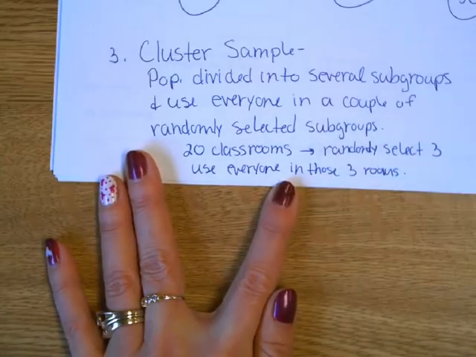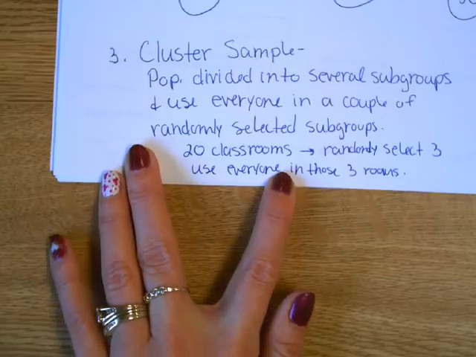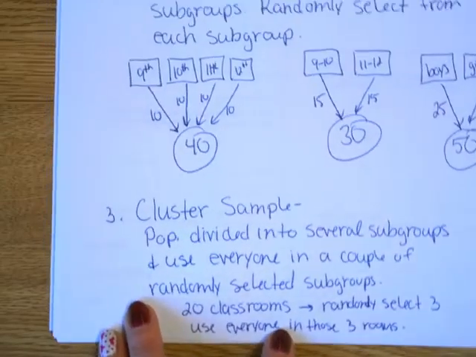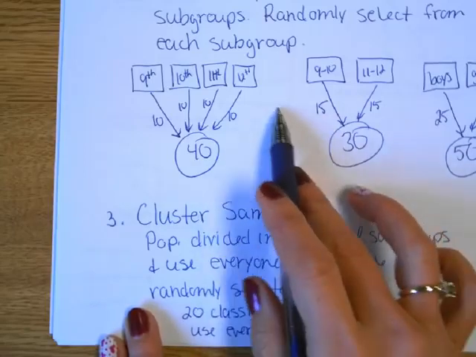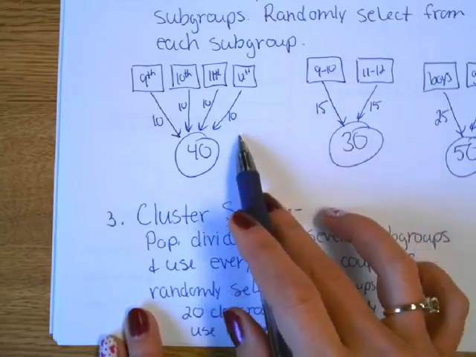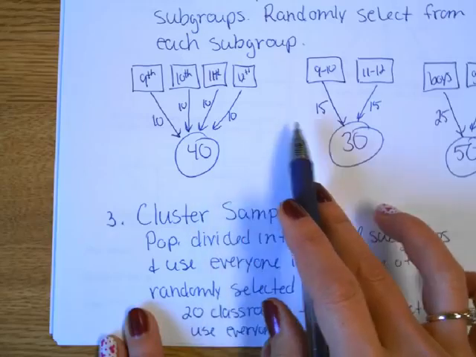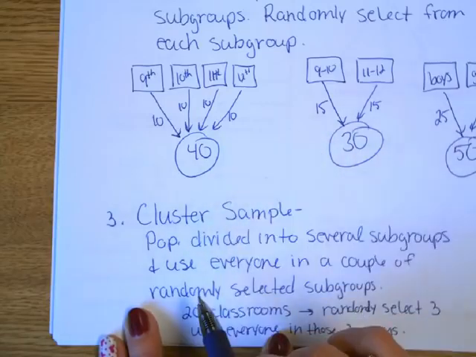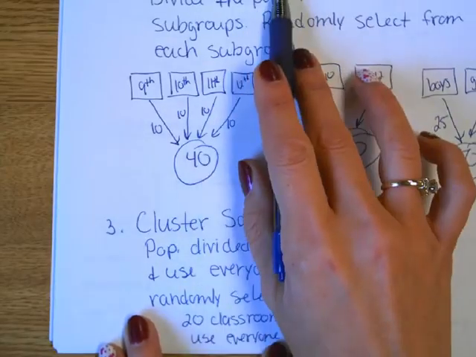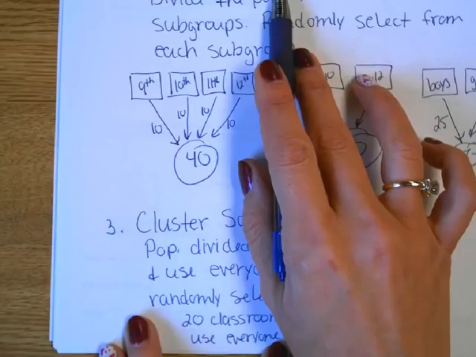If I wanted to use the classrooms and use the stratified sample, what would have to happen with my 20 classrooms? What could I do? If I wanted to make it a stratified sample, if I had 20 classrooms, so 20 groups, what would I have to do? 5 from each or 2 from each one. Every single classroom would have to be represented for it to be stratified. See the difference?